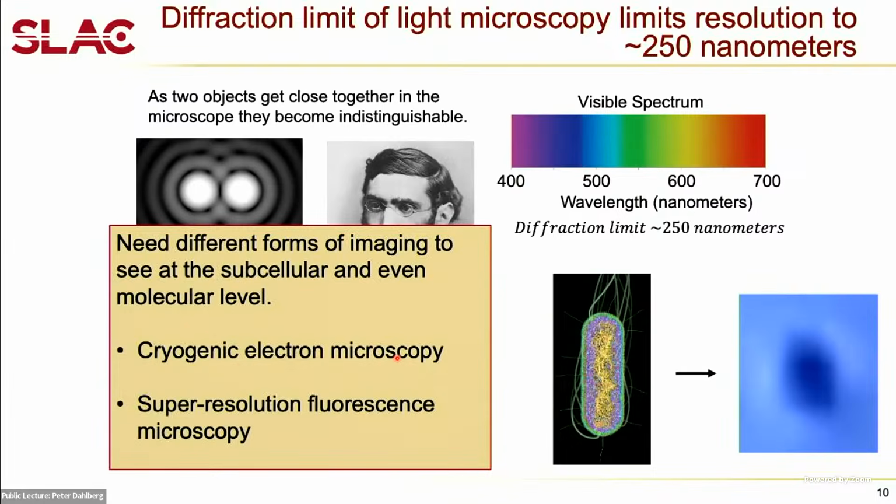So you might imagine that one way around this limit of 250 nanometers is just use light of shorter and shorter wavelengths to do your microscopy, right? And people have built X-ray microscopes, that's the thing. But another way to do this is to use electrons rather than photons to do your microscopy.